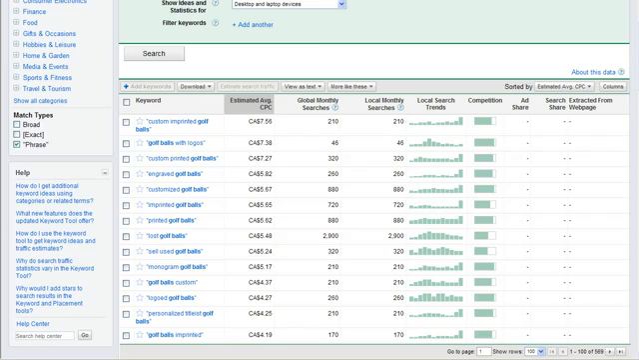So now we go down to 210 with a phrase match. This means that people search 210 times a month for "custom imprinted golf balls." We can have a word in front or a word behind, but it has to contain within it custom imprinted golf balls. If I change this to exact, we're going to see this go down yet one more time, and this is going to say how many times do people search monthly for custom imprinted golf balls, that exact phrase.